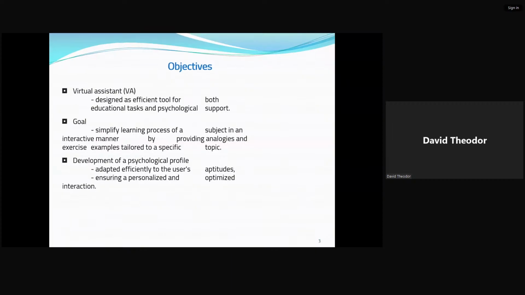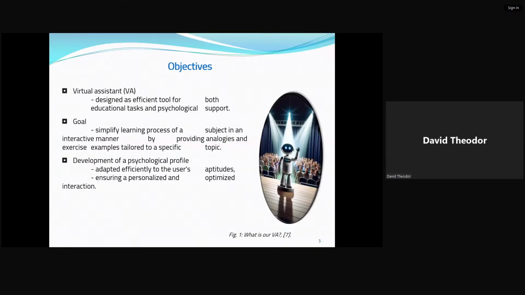So, the objectives of my work are pretty straightforward. It is a virtual assistant with the goal of simplifying the learning process of a subject in an interactive manner by providing analogies and exercise examples tailored to a specific topic. For example, since I'm studying telecommunications at my faculty, it is a good starting point to help students learn about antennas and learn about physics in a more interactive manner.